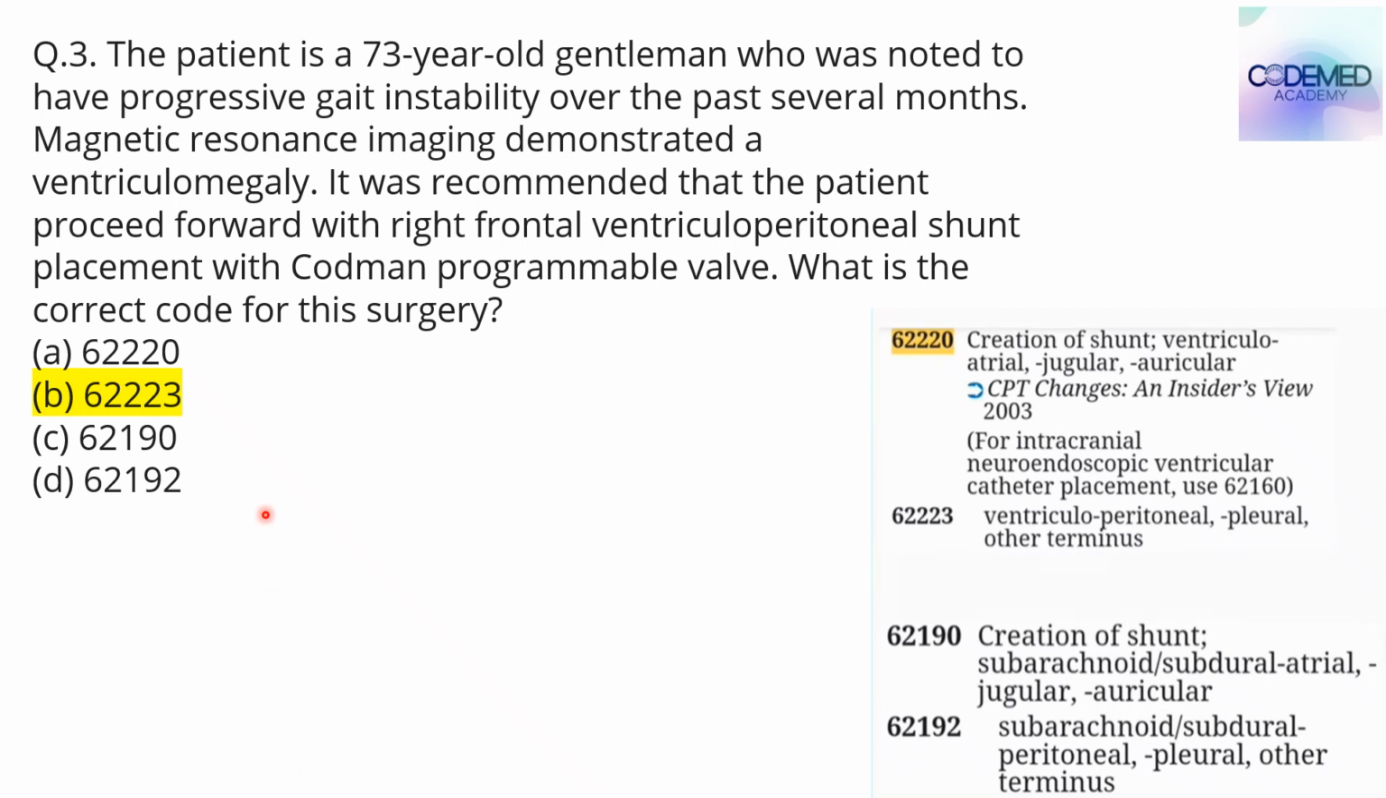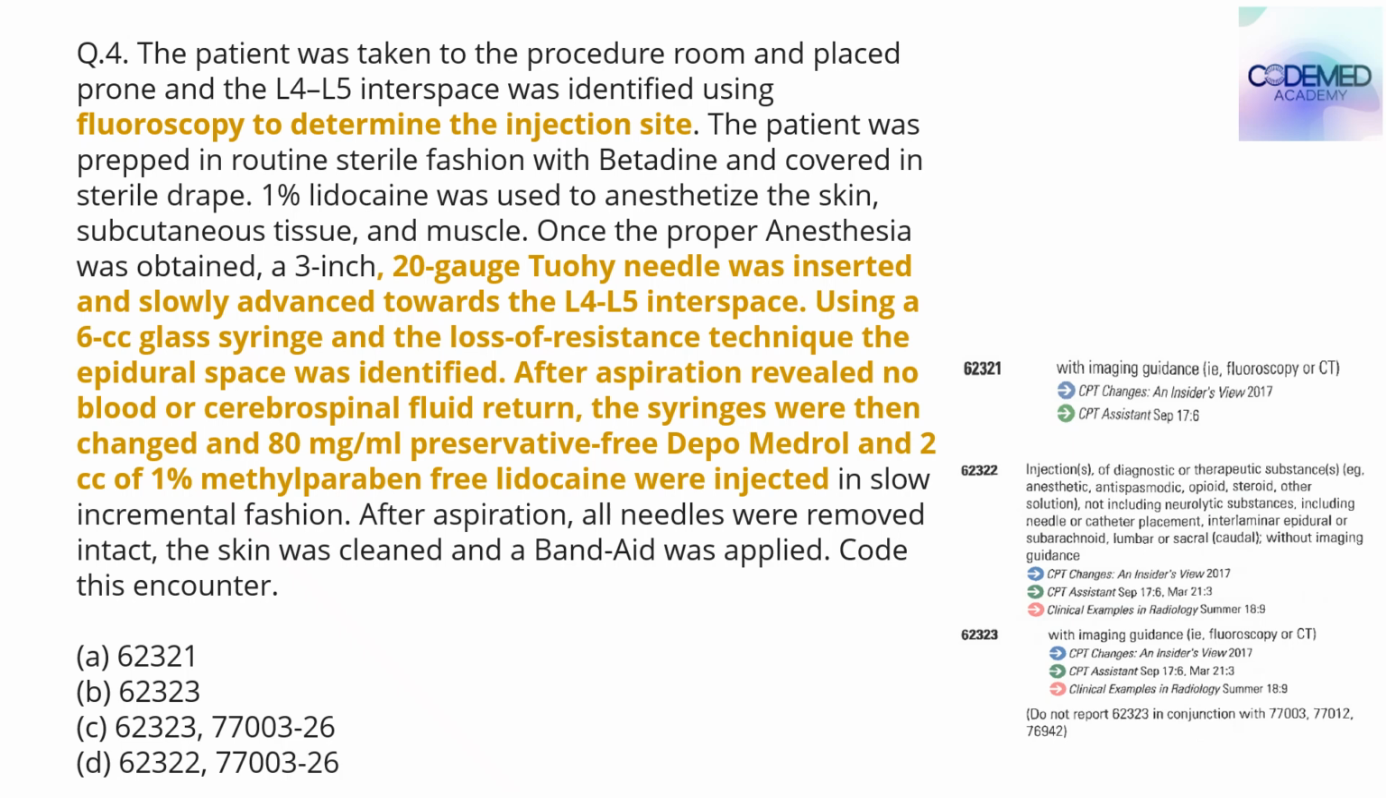So yes, B is the correct answer because if you see the A, it is the ventriculoatrial CSF. Then 62223 is ventriculoperitoneal, 62190 is the creation of the shunt, but subarachnoid and subdural atrial jugular. So if we see all the codes, you will see that 62223 is the correct answer. Let us take the next question.